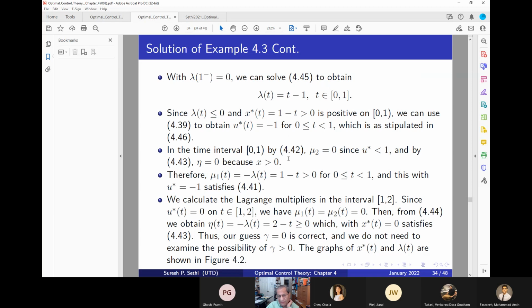And so x is strictly bigger than 0. We can find all the mu's, and the mu's are very simple at this point. And so we have the whole solution. That part is very simple.